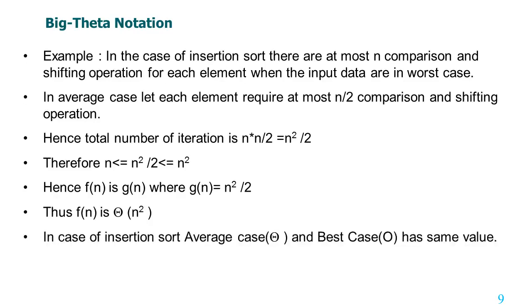In the case of insertion sort, the average case theta and the worst case O have the same value, as you see in the problem. In some algorithms, such as merge sort, all the notations, that is the upper bound, the lower bound and the average case, are the same, that is theta, O and omega are the same.